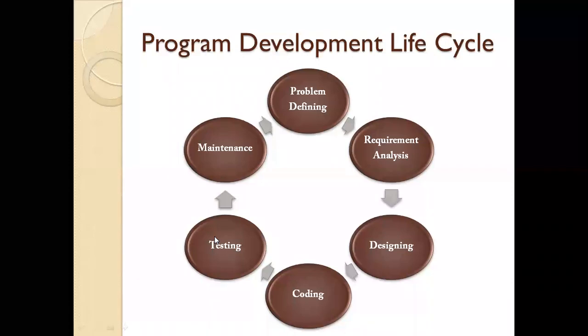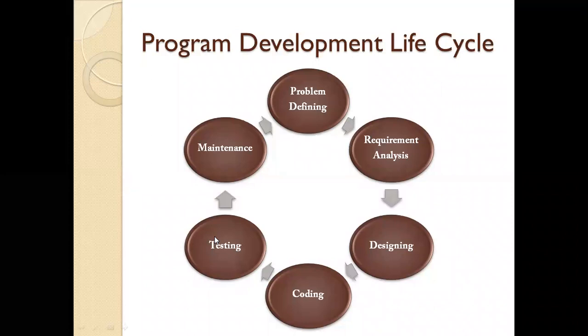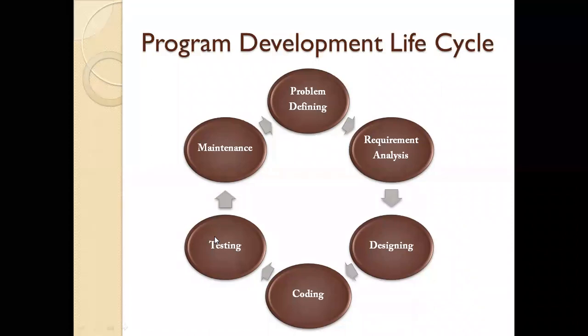So maybe I'll require one more variable. So I'll come back to the problem defining stage again. So that is why this is a cycle in which you have to move.